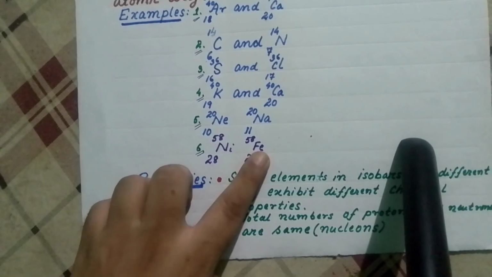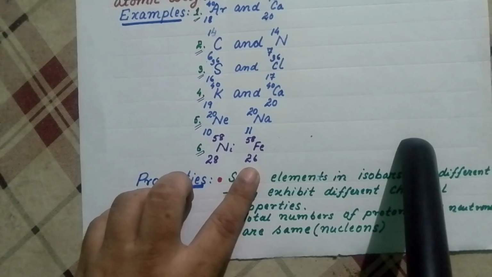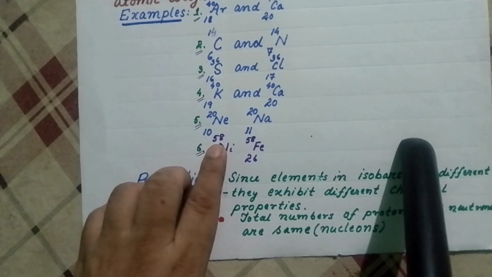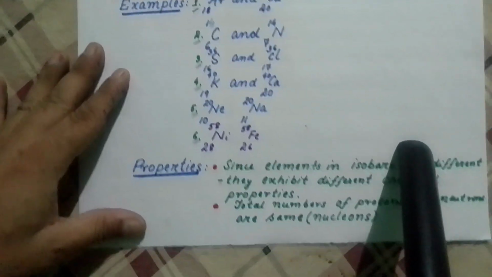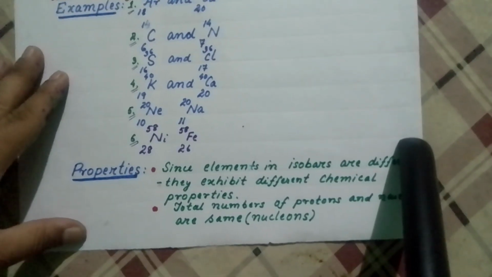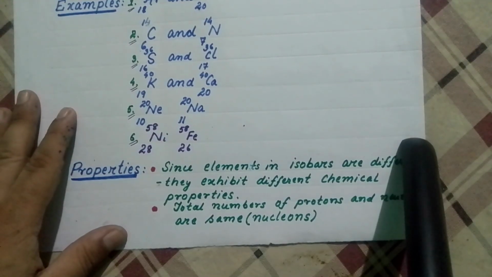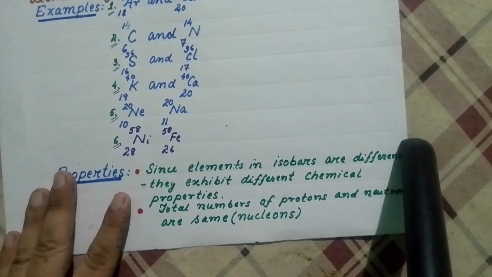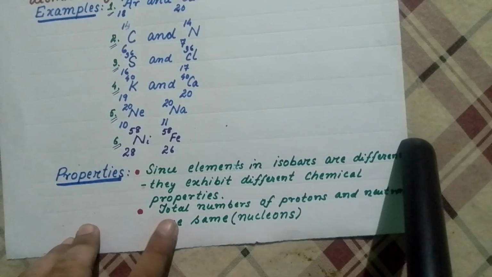So in the case of nickel and iron, they are having atomic numbers 28 and 26, that is, two different numbers of protons, but they are having the same nucleons, 58, means the total number of protons plus total number of neutrons in their nucleons are same. So it is obvious that if the elements are from different groups and different periods, they are not going to show the same chemical or physical properties. They exhibit only different chemical and physical properties.